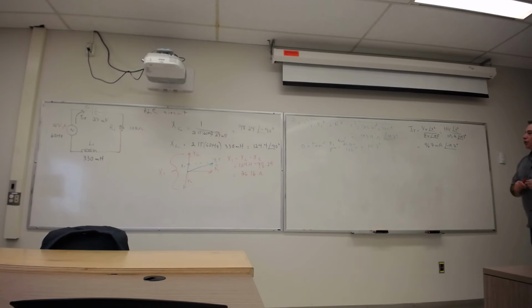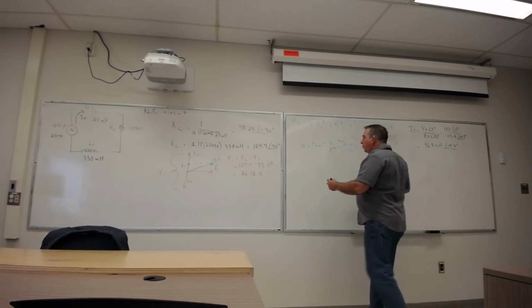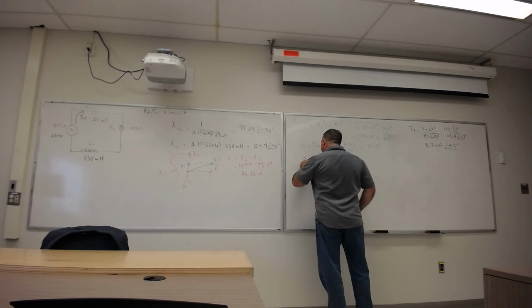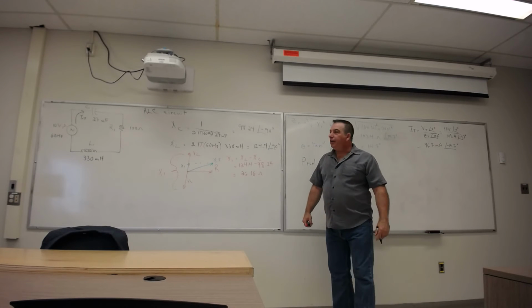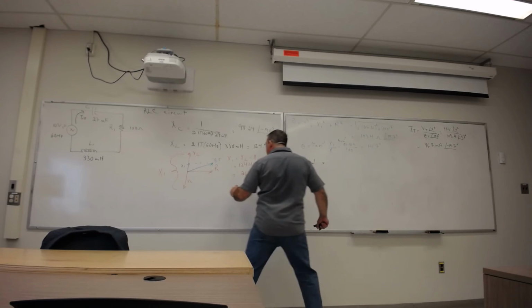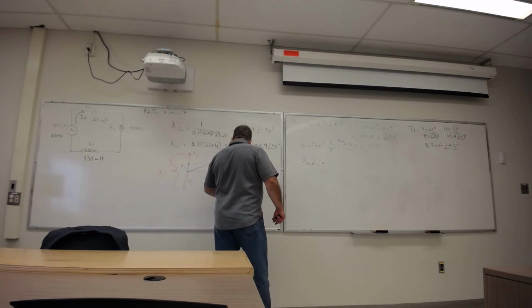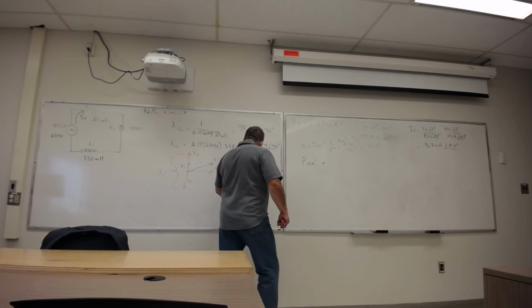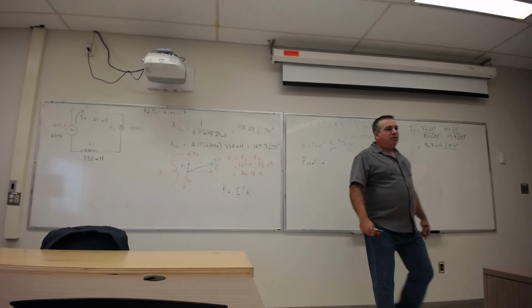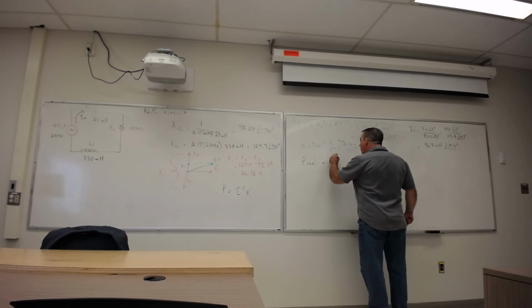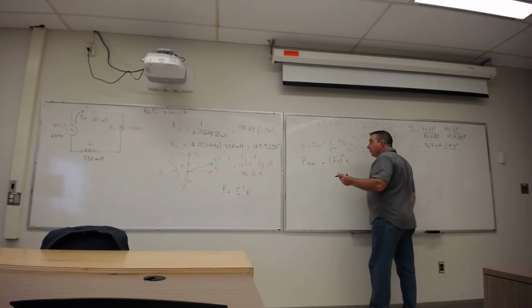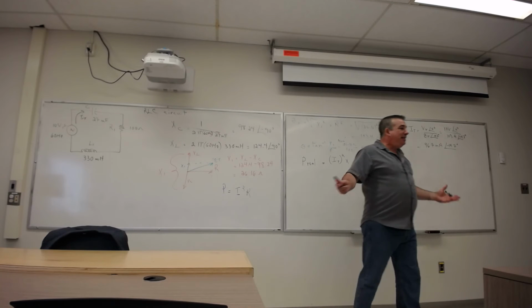All right, so we've got the current. So here's what we're going to do. We're going to do real power. I'm going to use this formula: power is equal to I squared R. So I don't even need voltages. I'm going to take I total, square it, times the resistance, since the real power is dissipated on the resistance.